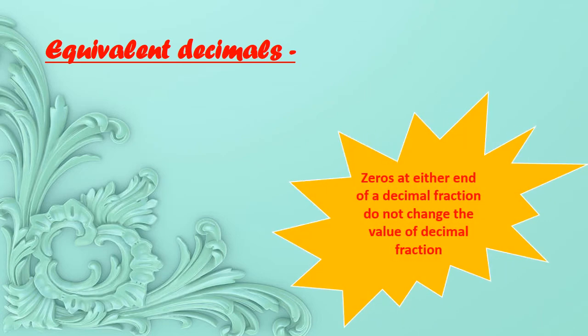Now, what are equivalent decimals? For understanding this, we will have to keep in mind that zeros at either end of a decimal fraction do not change the value of the decimal fraction. If 0 is there at either side of the decimal fraction, it will not change the value of it. Let's see this example.